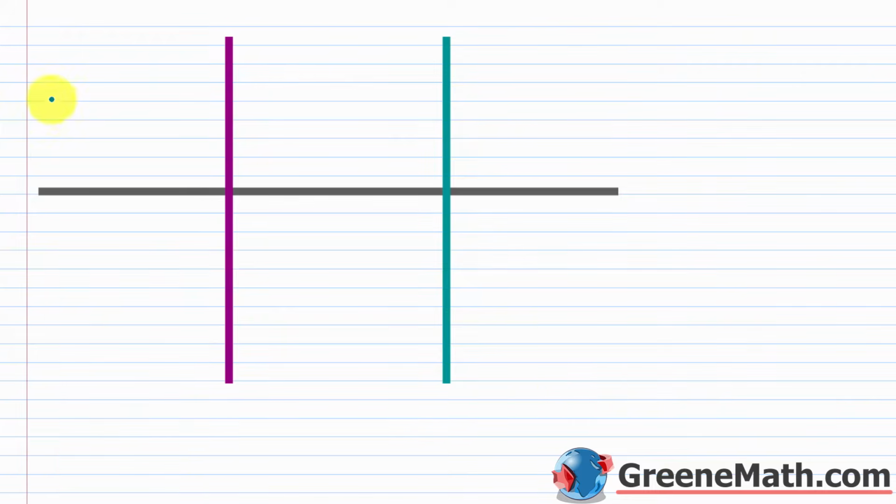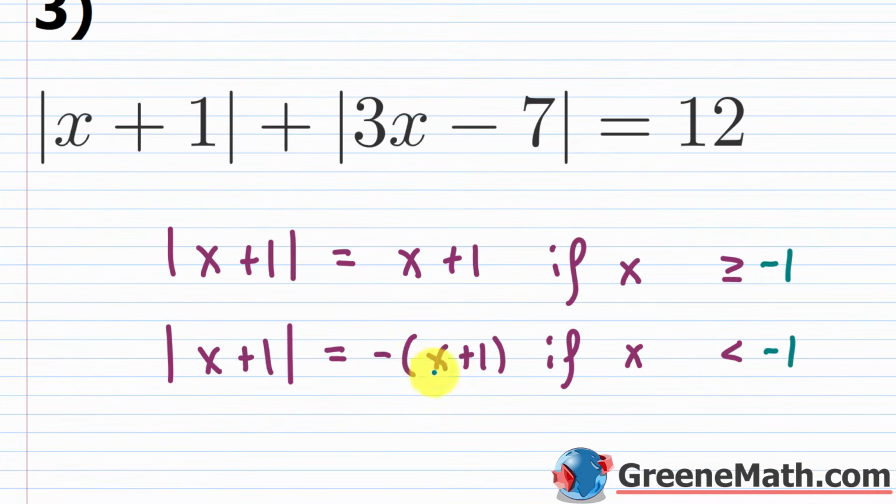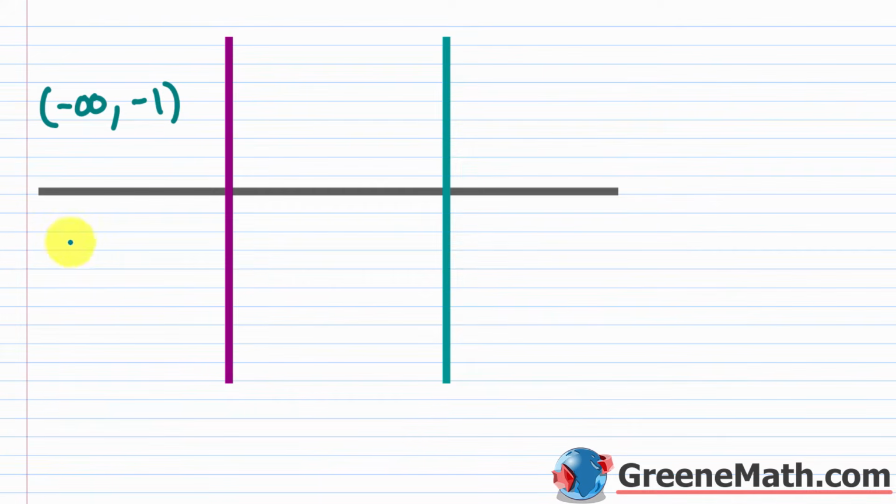So let me put an interval here from negative infinity going up to and excluding negative 1. And in this particular case, we want the negative of this quantity x plus 1. Now I'm going to put the other interval here in a moment. We have to work on that other one. But I do know that if it's negative 1 or larger, then I don't need the negative of this guy. I can just drop the absolute value bars. So it would just be x plus 1.